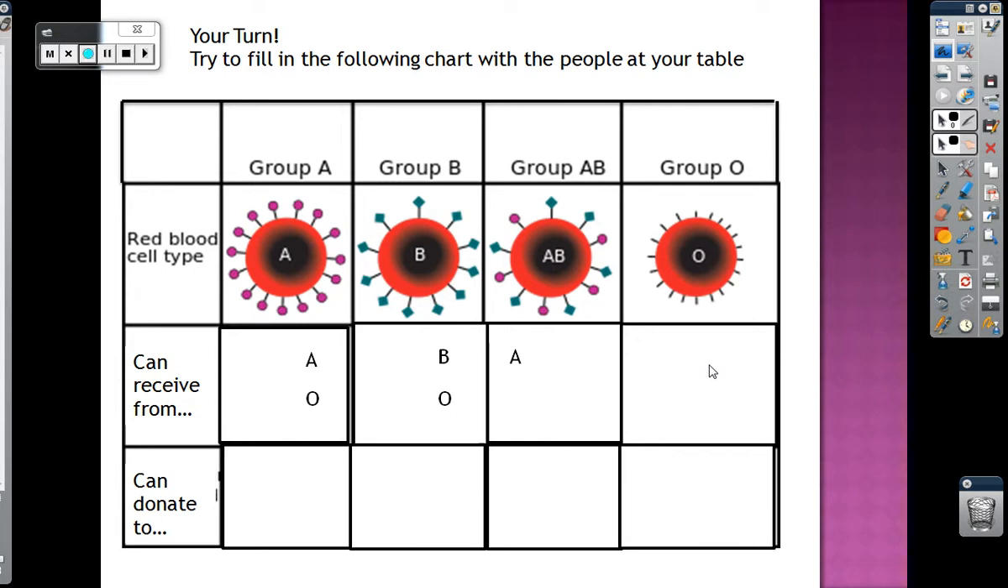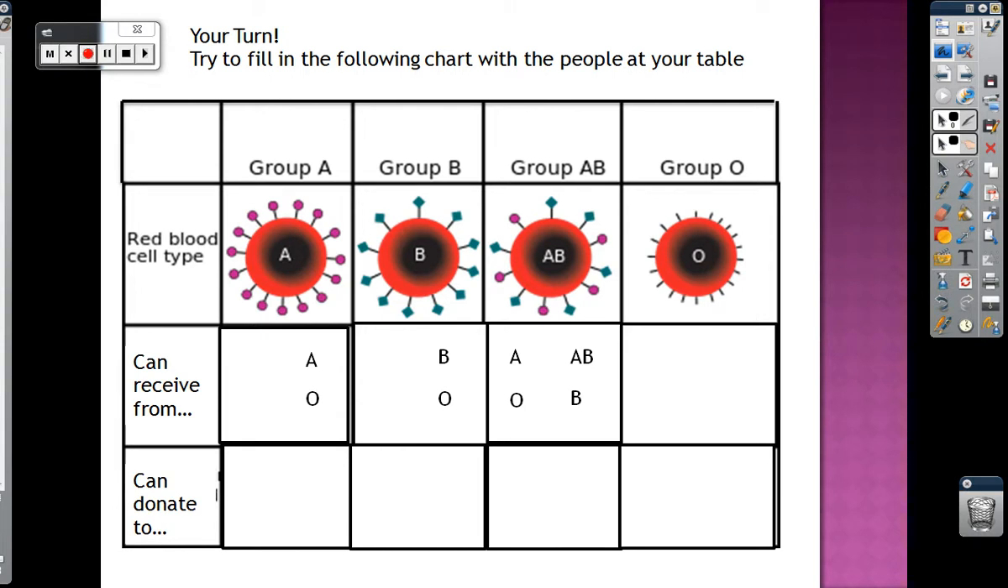Someone in group AB can receive from A. Obviously, they don't have antibodies for A, so it wouldn't be harmful to receive straight type A blood. They can also receive O for the same reasons as before. The O is essentially a naked red blood cell. There are no antigenic markers on it. There's nothing marking it as foreign. They can receive from AB because it's pretty much the same as themselves. And lastly, they can also receive from B.